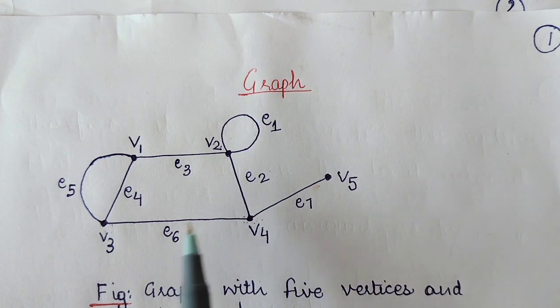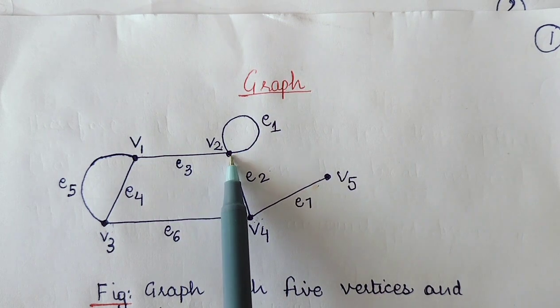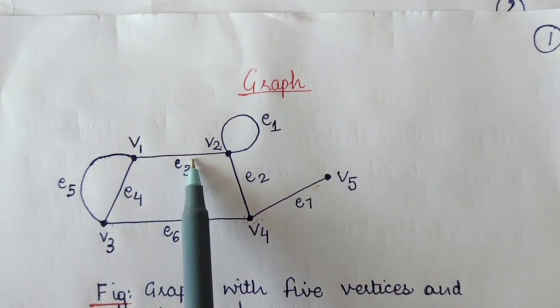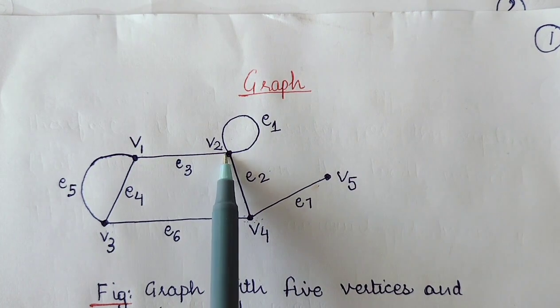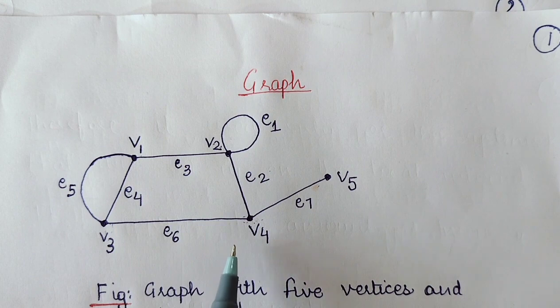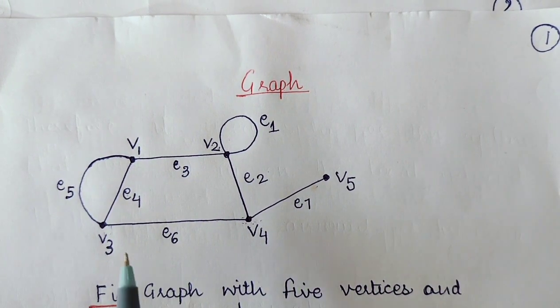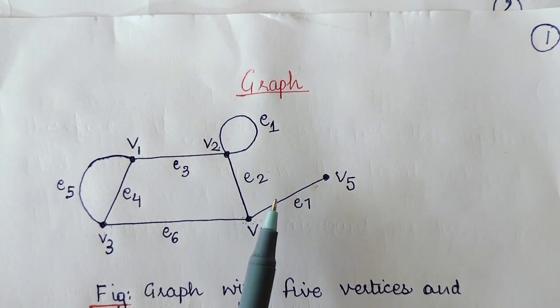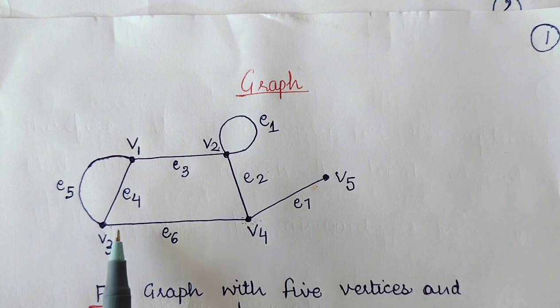Now as I said, the vertices are represented as points. Here you can see all the vertices in this diagrammatic representation of the graph are represented as points. V1 is a point, V2 is a point, and so is V3, V4, V5. Then edges are represented as line segments. Here you can see every edge is represented as a line segment.